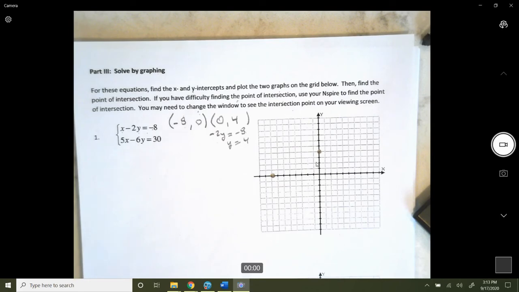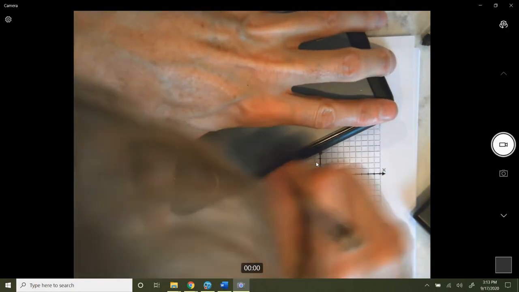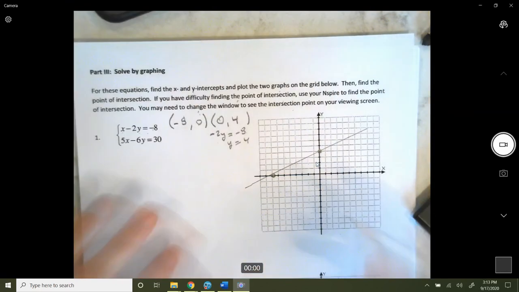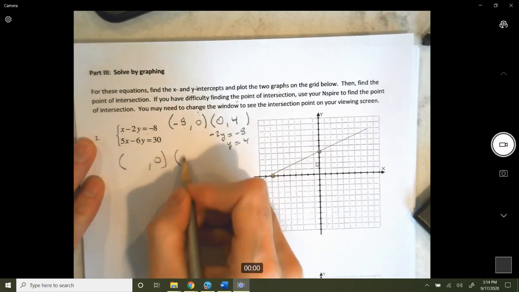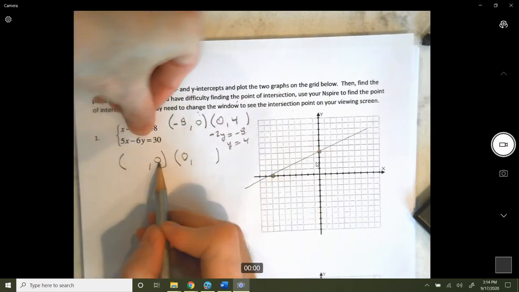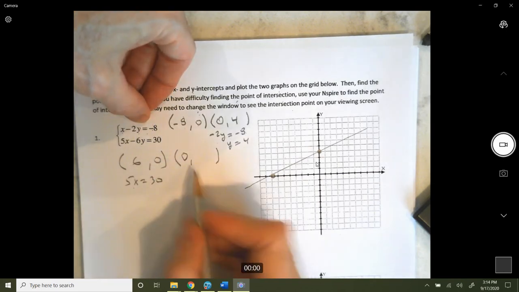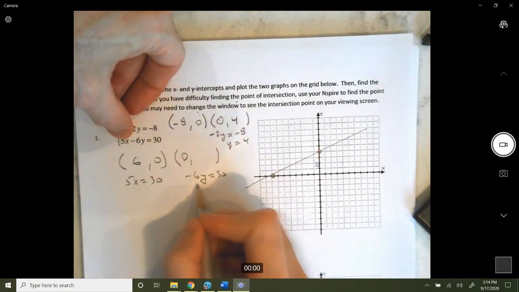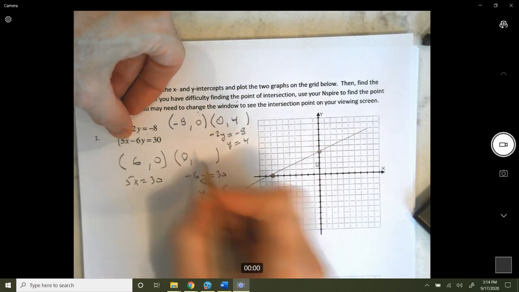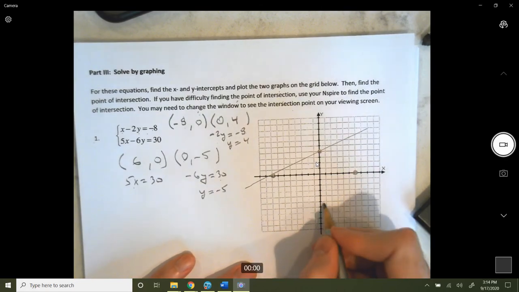Let's see if I have a good straight edge. I can use this. Okay. And the second one, something comma 0 and 0 comma something. If we plug in a 0 for y, I've got 5x equals 30. So x would equal 6. When x is 0, I've got -6y equals 30. Divide by -6, y equals -5. So 6 comma 0, and 0 comma -5.